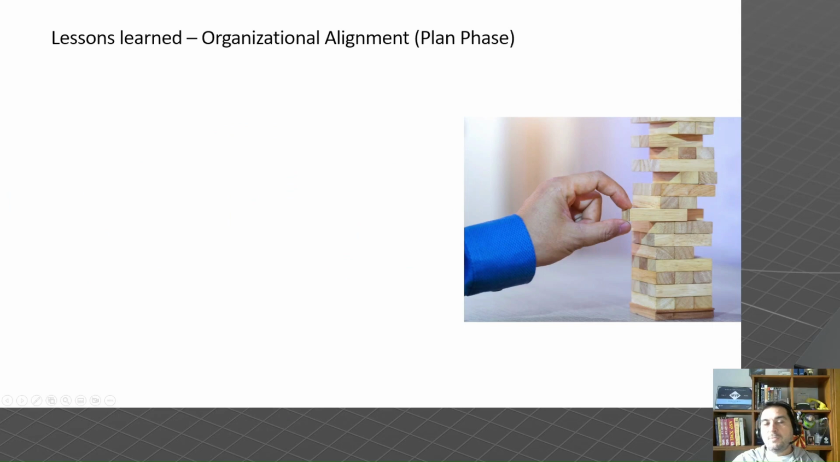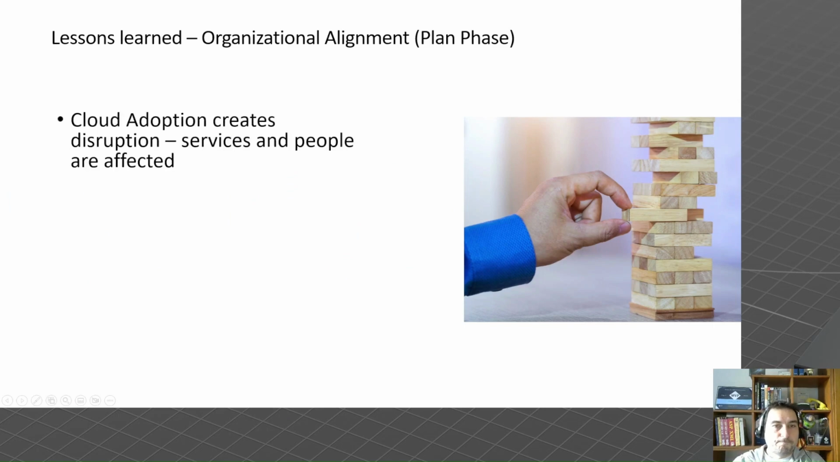Now, as far as the organizational alignment planning phase, right? I mentioned it several times. The cloud adoption process, as such, creates disruption. Disruption in the services we're looking at, as well as the people.